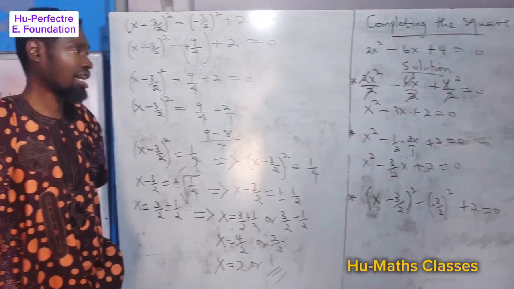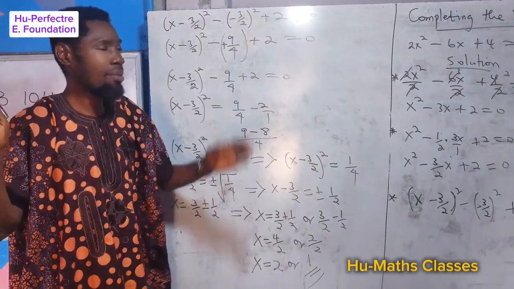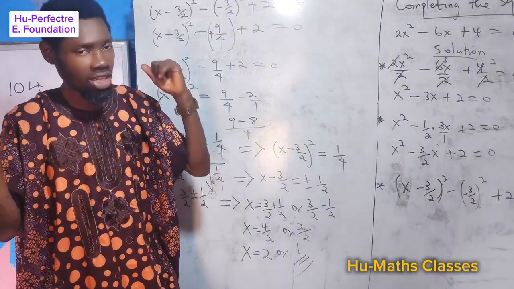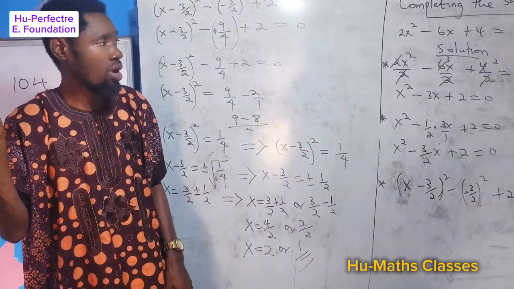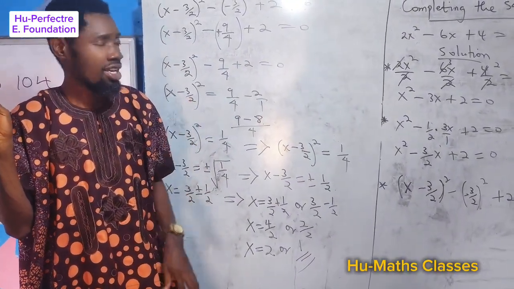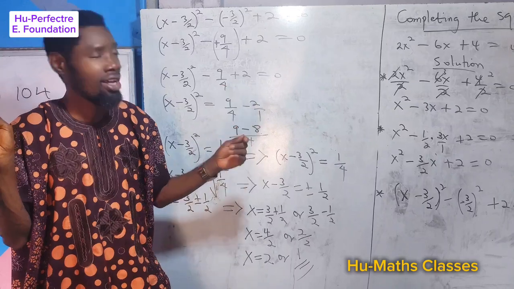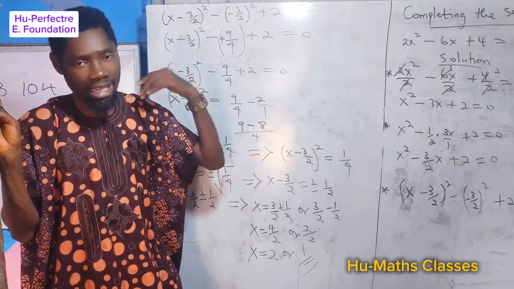See you in our next class. We shall be dealing with the formula method which we deduced in the previous class, from ax squared plus bx plus c is equal to 0. We'll be using that formula to solve a similar problem in our next class.